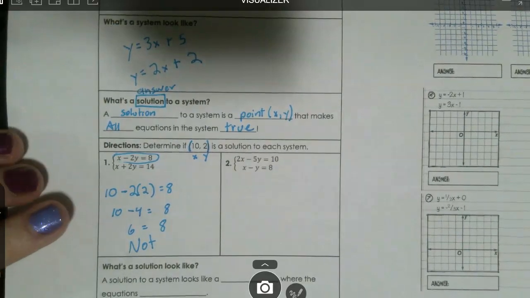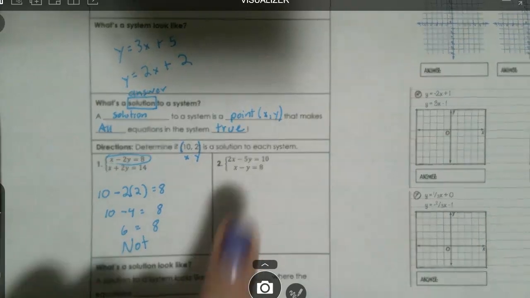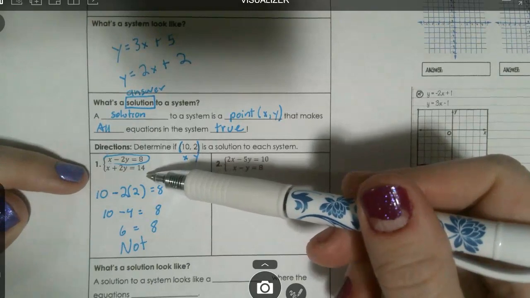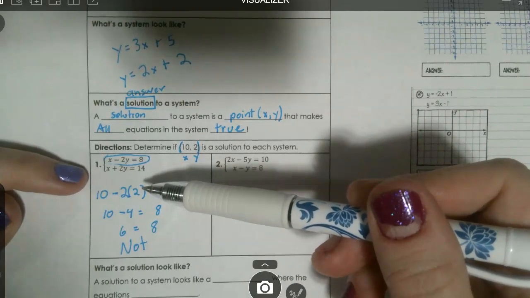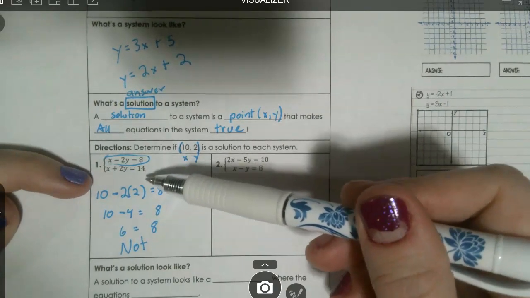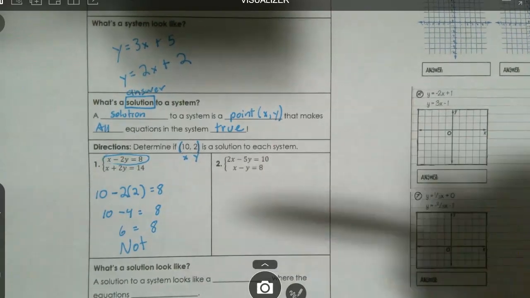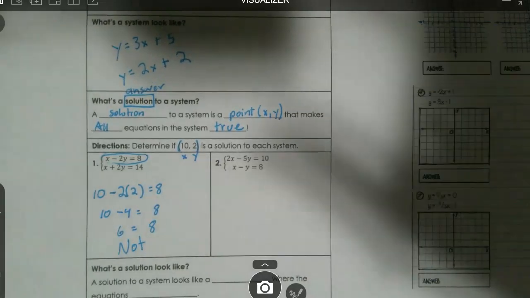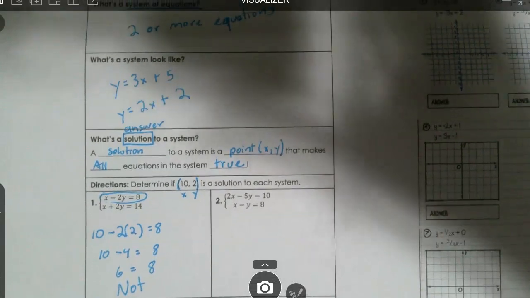So this would not be a solution because it didn't work. Now some of you are asking, wait, Miss Jones, we didn't even try the other equation. Well, that's because I don't have to. In order for this to be the answer, it would have to work in both of the equations. So as soon as it doesn't work, I can successfully say, no, this is not a solution, and I can check another problem. Okay, so let's try number 2.